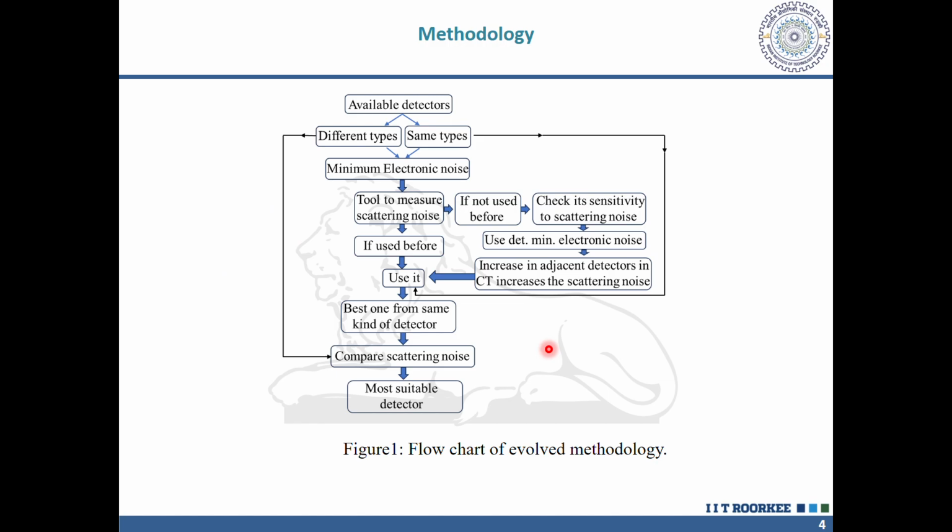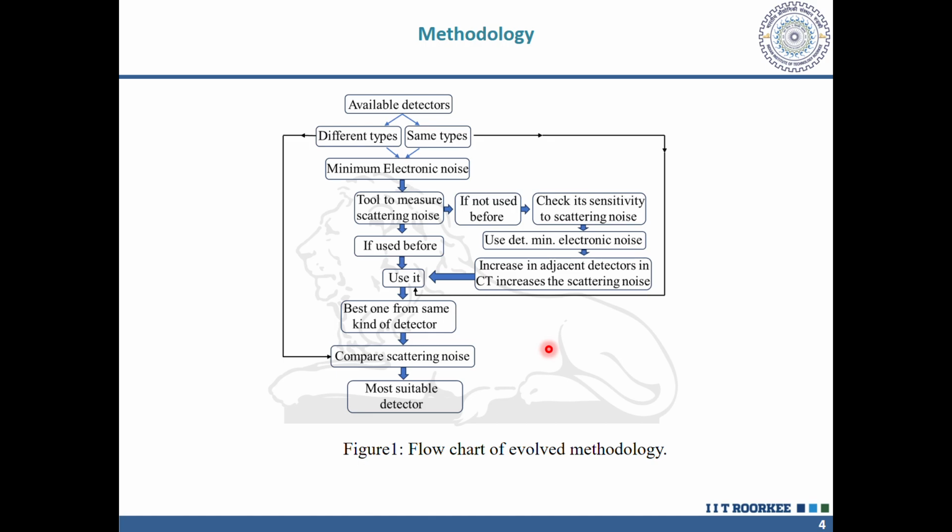Here is the methodology of this work. For this study, we have to utilize a particular radiation detector. But what if different types of radiation detectors of different crystal materials are available? Then first we have to find out the most suitable detector. So how can we do that? For that, first we have to compare all these detectors from the perspective of electronic noise. Then we can utilize it for the main study.